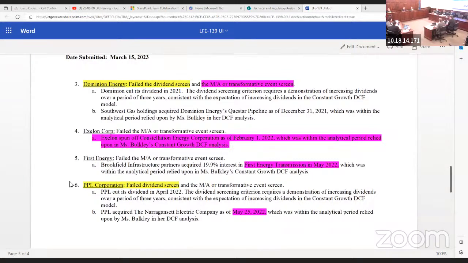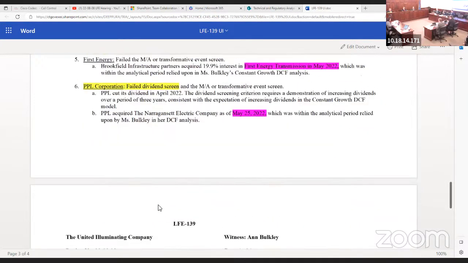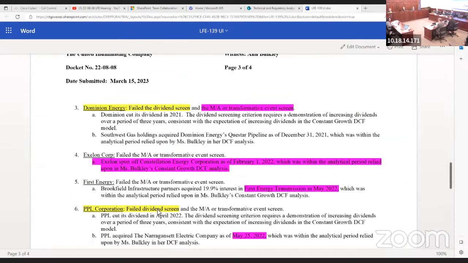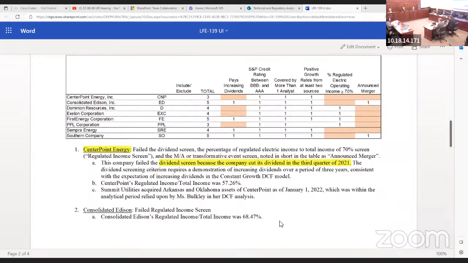Now, again, with late file 139, transformative event screen, from talking to you today, I believe what you're trying to describe as transformative event is basically mergers, acquisitions, spin-offs. Is that correct? No, as we spoke before, I have also included things that affect the stock price significantly. For example, the Pinnacle West case that we spoke about last time I was here, that actually had a pretty significant effect on the price of the stock as well as the growth rate for that stock.